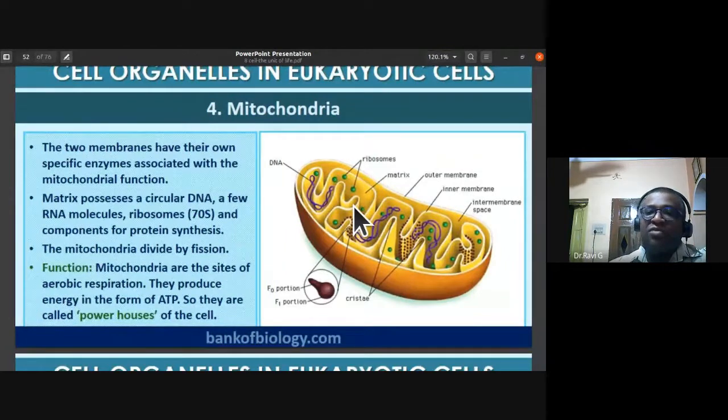Mitochondria itself is found only in eukaryotic organisms. But the ribosomes found within the mitochondria are of the 70S type, and they are components for protein synthesis. Okay, so the mitochondria divides by fission.